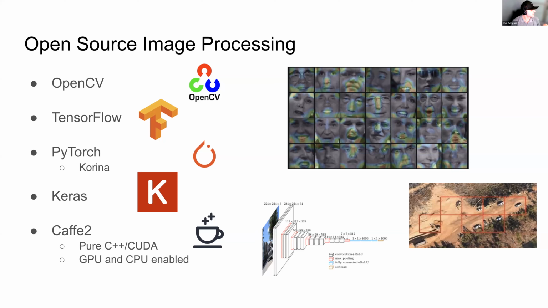And then Caffe 2, which is built on Caffe 1, which is just pure C++ and CUDA, and GPU and CPU enabled, that allows you to do some really great image transformations.